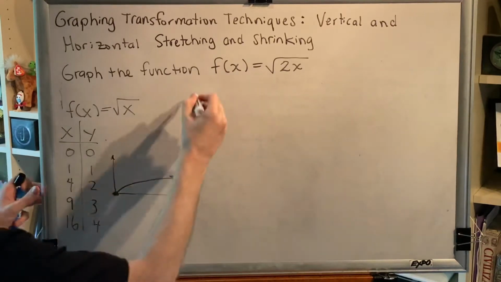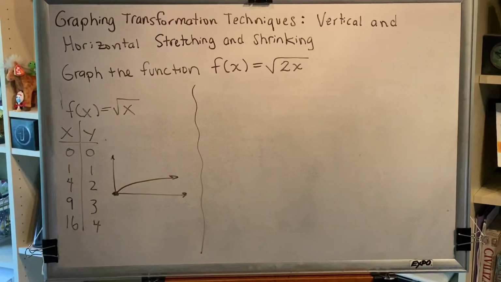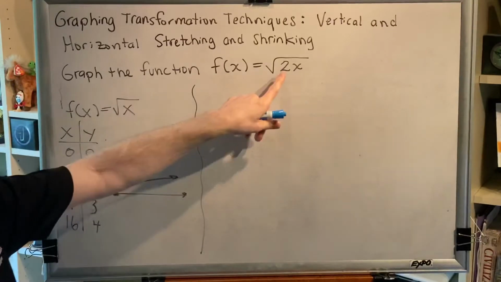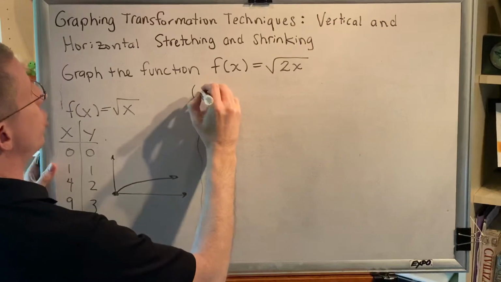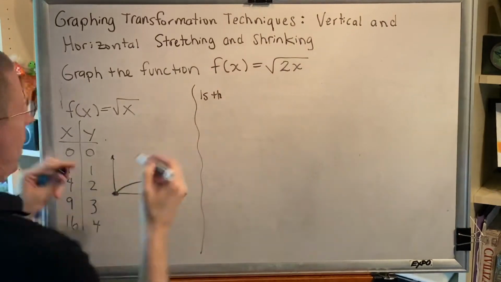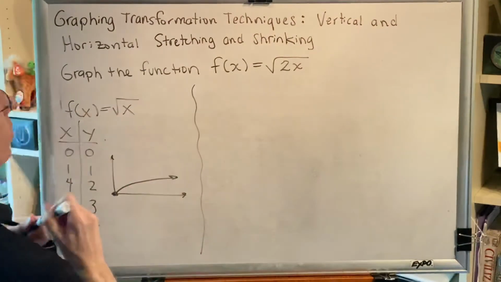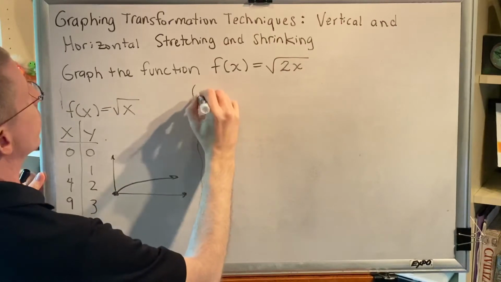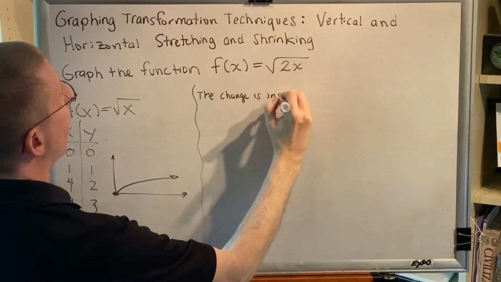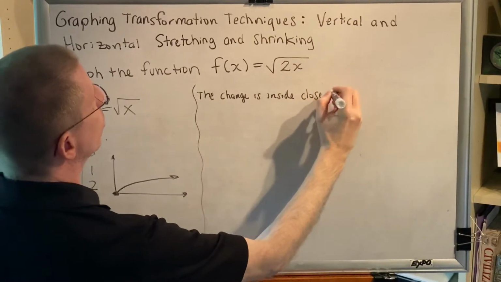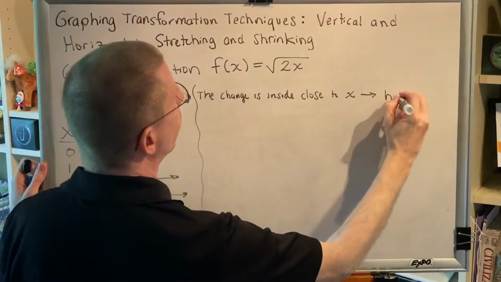Now our job is to figure out how the square root function equation and this function equation are different. And we can see obviously that the difference is the 2. And so this brings us to two very important questions. First of all, is the change inside close to x or outside far from x? And the answer to the question is, it is inside close to x. And from that we conclude that the transformation here is horizontal.